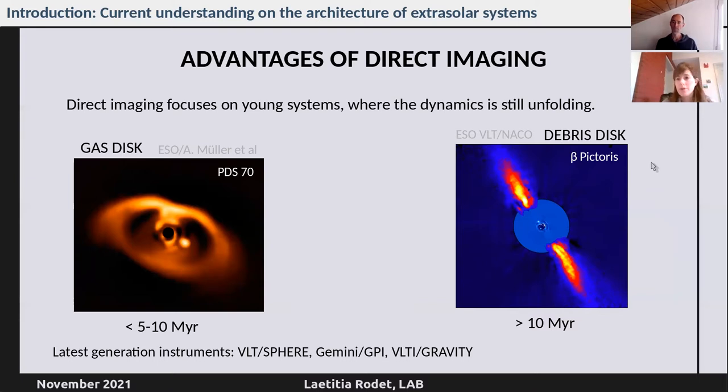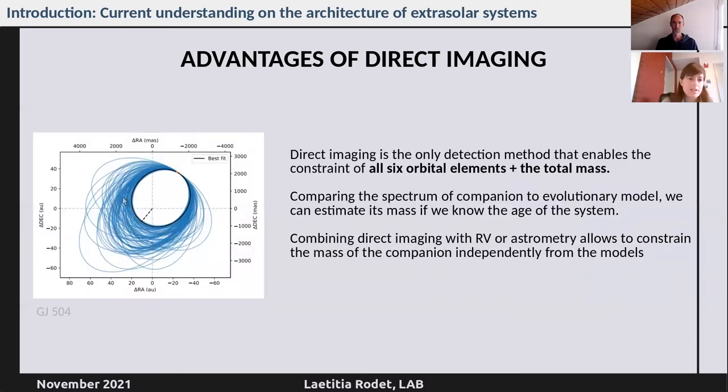Debris disks are also brighter when they are younger, and they are known to interact strongly with the giant planets, so it is interesting to use them to constrain the architectures a bit more. Another advantage of direct imaging is the information that we get from the orbital fitting, from the data. This is where I'm much involved in the direct imaging community, this and the dynamical analysis of the stability of the system.